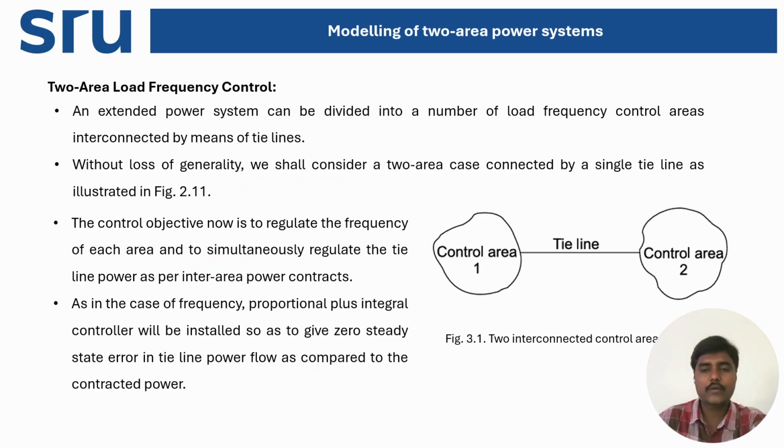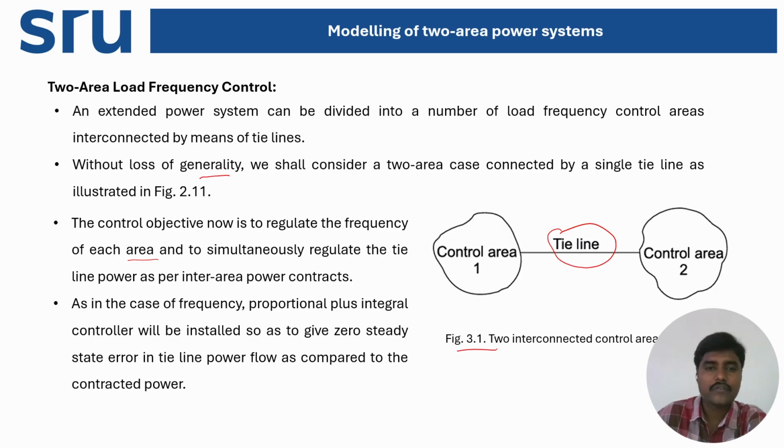So now let's see what is two area load frequency control. An extended power system can be divided into a number of load frequency control areas interconnected by means of transmission lines, where those transmission lines are called tie lines, as we defined already in the previous slides. Without loss of generality, we shall consider a two area case connected by a single tie line as shown in this picture.